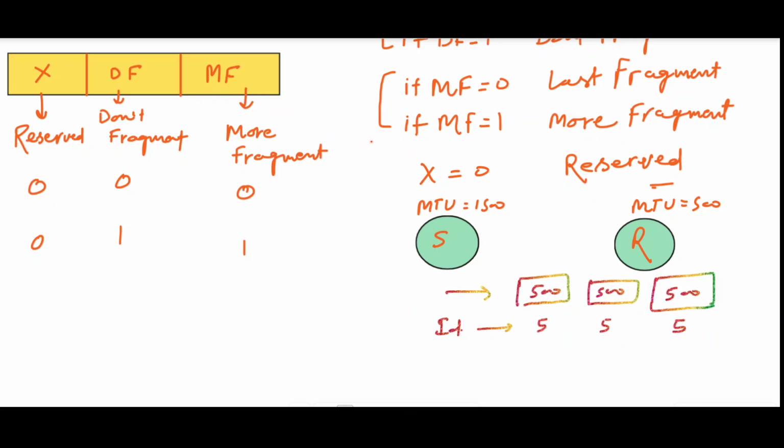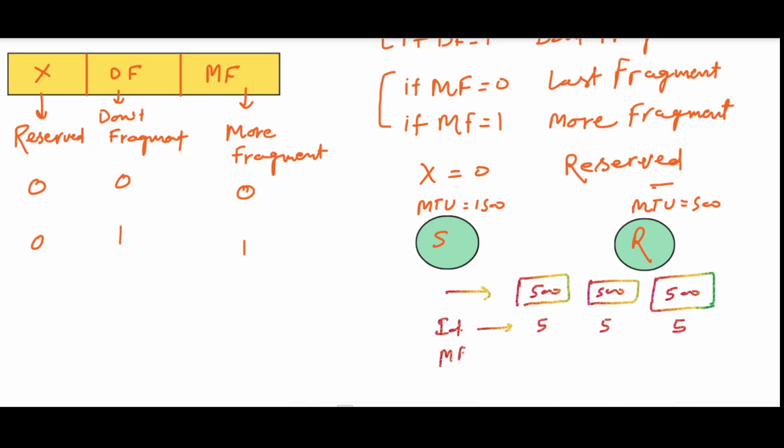Now here DF and MF. So for this, what do you understand? Here do not fragment is not possible. That means here fragmentation is available. That means DF will be 0 because fragmentation is happening. Clear? Fragmentation is happening.